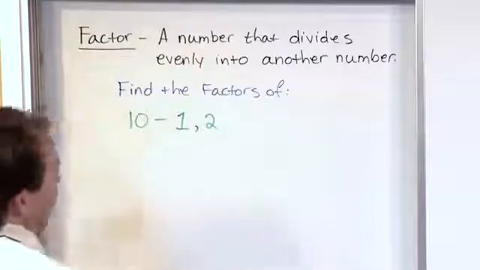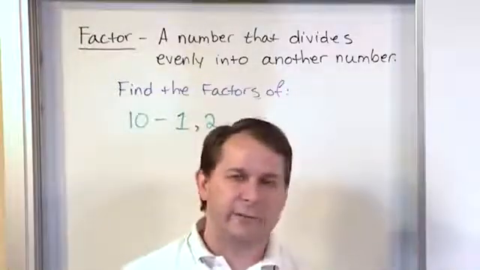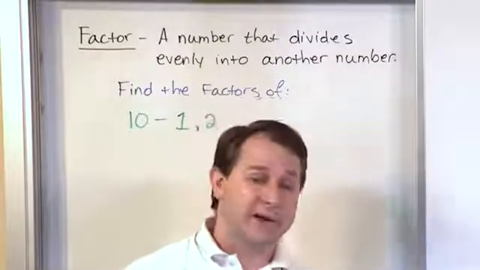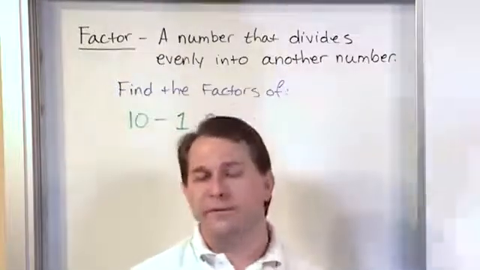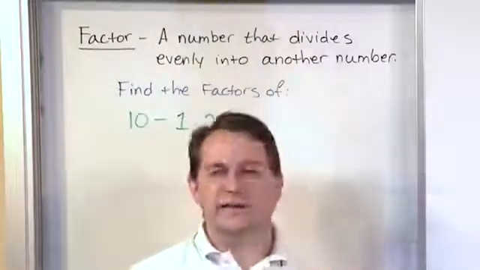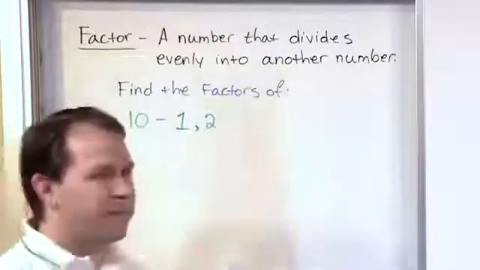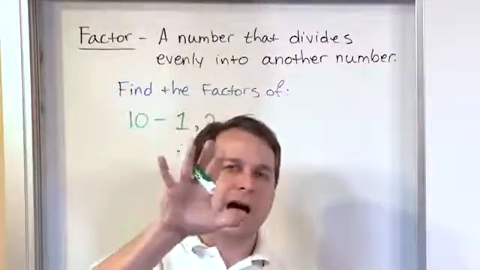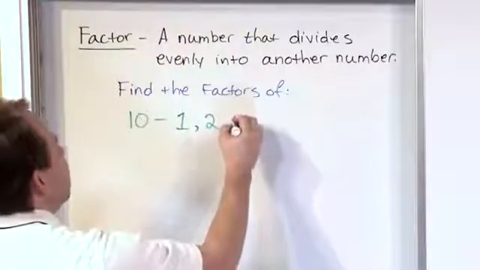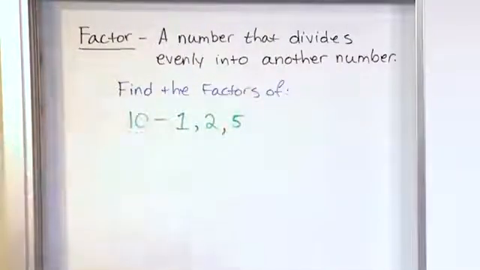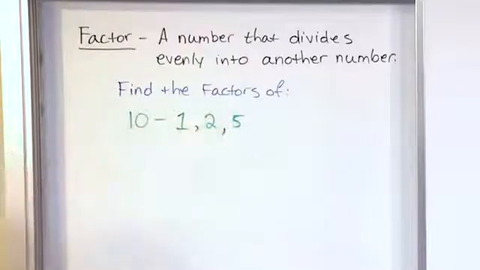So then we go to the number 4. Is 4 a factor of 10? And 4 is not a factor of 10 either, because 4 times 1 is 4, 4 times 2 is 8, and 4 times 3 is 12. There's no way that I can divide 4 into 10 an even number of times with nothing left over. So the number 4 is not a factor. But the number 5 is a factor of 10 because 5 can be divided into 10 an even number of times. In fact, 10 divided by 5 gives you 2, so that's a nice number.